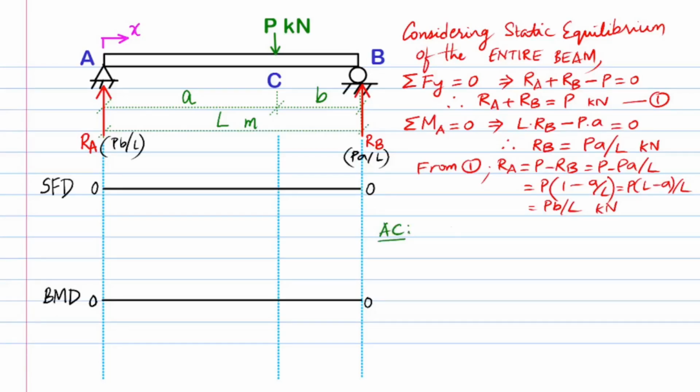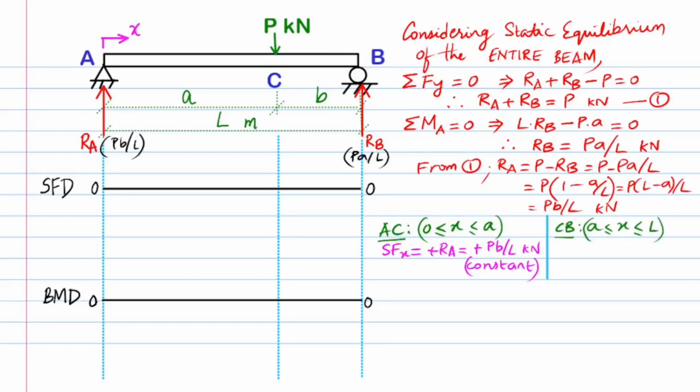Now let's write the shear force equations for respective parts of the beam. For region AC with x varying from values 0 to A meters, shear force at x equals plus Ra, which is plus P times B over L kilonewtons and is a constant. For region CB with x varying from values A to L meters, shear force at x equals plus P times B over L minus P. This is simplified further to get minus P times A over L, which is also a constant value.